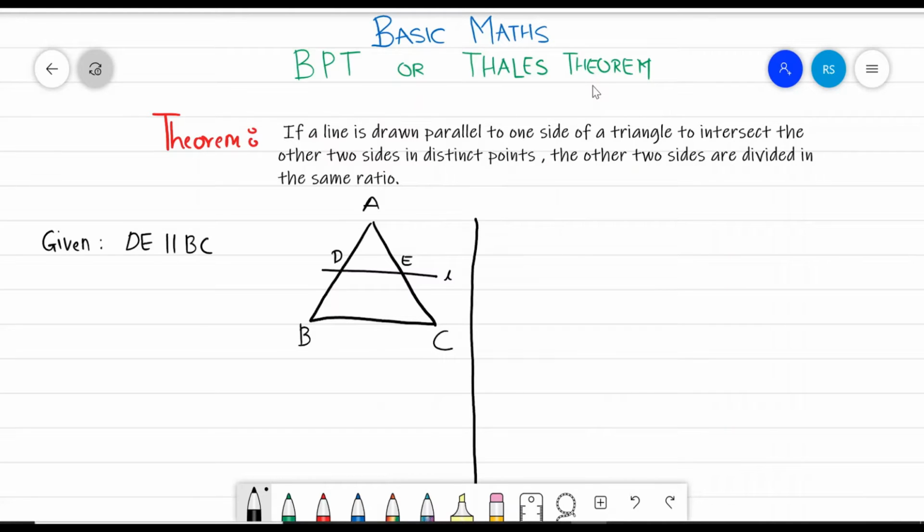This is given to us, that one line is parallel to one side of the triangle, and we have to prove AD upon DB is equal to AE upon EC. Before starting the proof, we have a few constructions to be done. First, we want triangles here which will help us to prove the theorem. To draw the triangles, we'll join DC and BE.